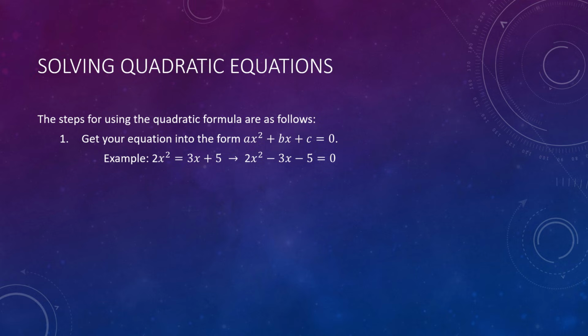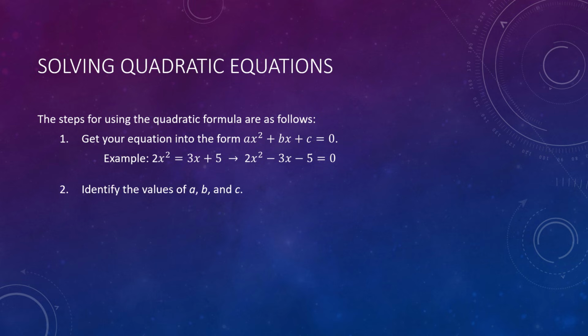As an example, it could be, say, 2x squared equals 3x plus 5. It doesn't necessarily look exactly like the equation above, so let's rearrange it so that it does. Take the two terms on the right-hand side and subtract them over. We have 2x squared minus 3x minus 5 equal to 0. So now, if you compare it to what's above, it's very clearly in the same form. This is indeed a quadratic equation.